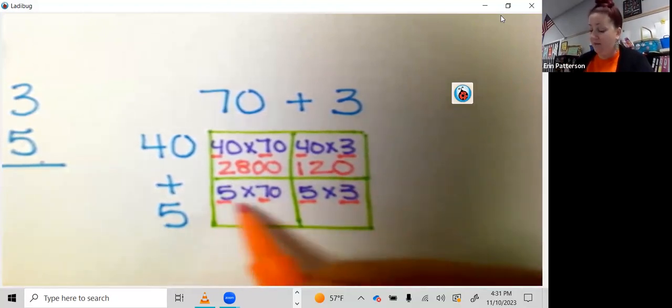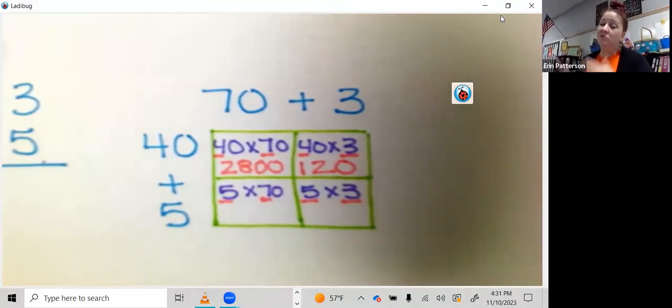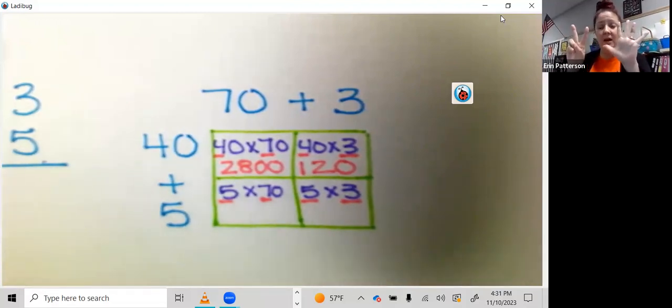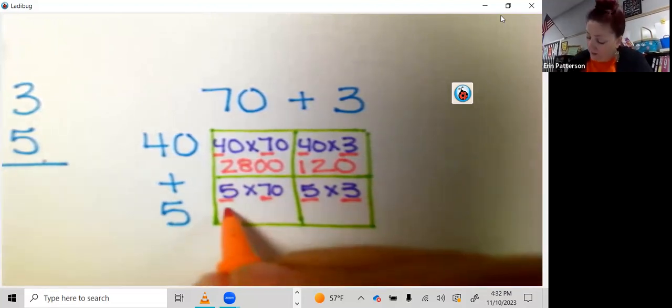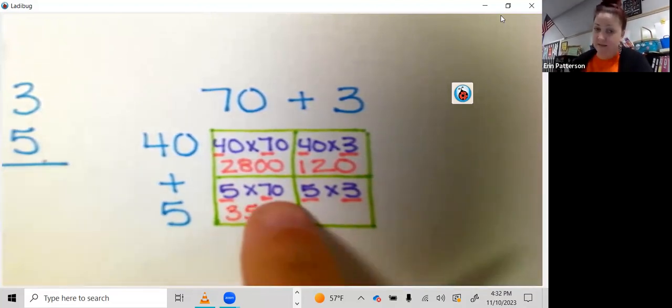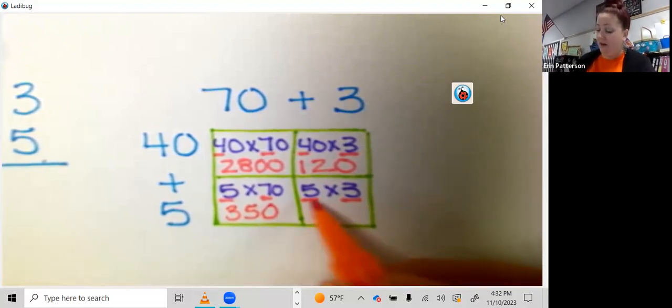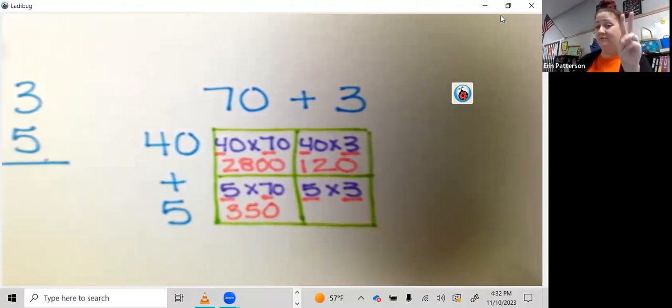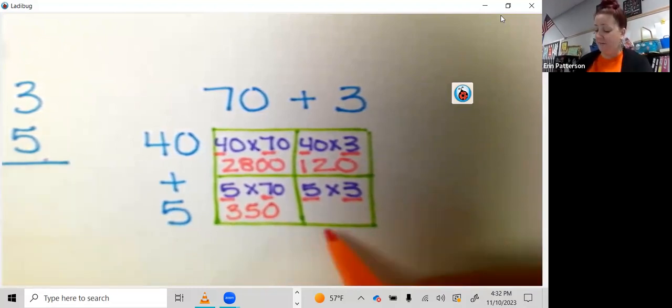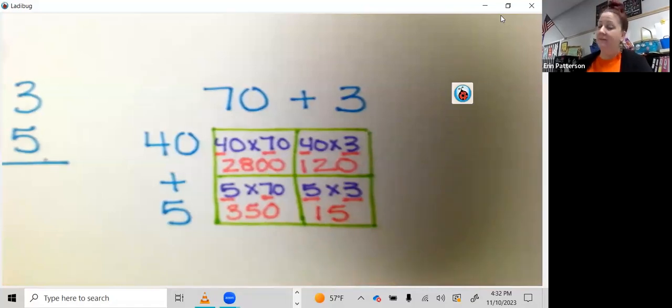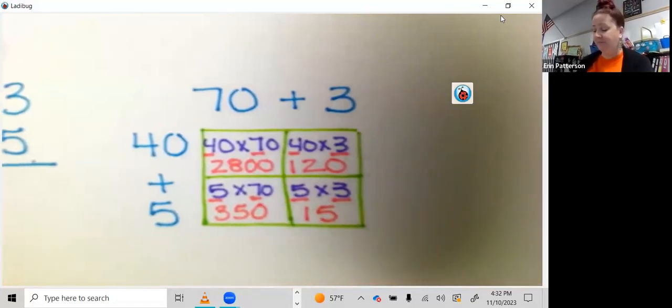Now we have 5 times 7. Well, there's not a 7 song, but I know how to count by 5, so I'm going to hold up 7 fingers and I'm going to count by 5s. 5, 10, 15, 20, 25, 30, 35. 35. Slap that 0 on the end. All righty. Then we have 5 times 3. I'm going to hold up 3 fingers and go 5, 10, 15.